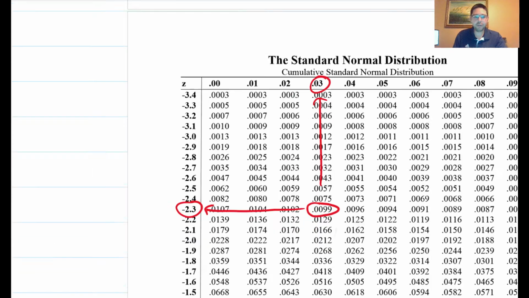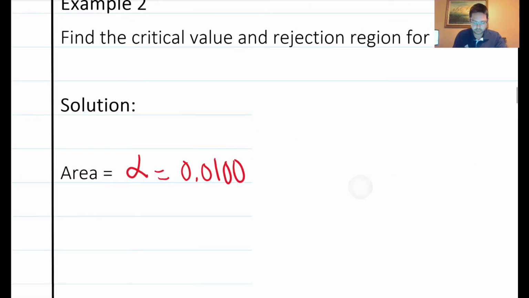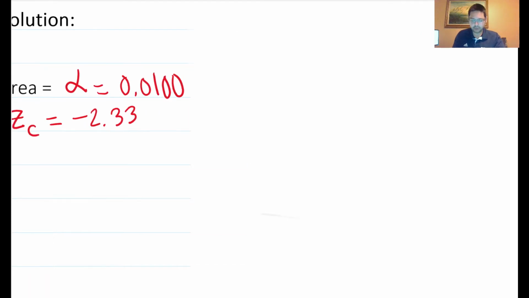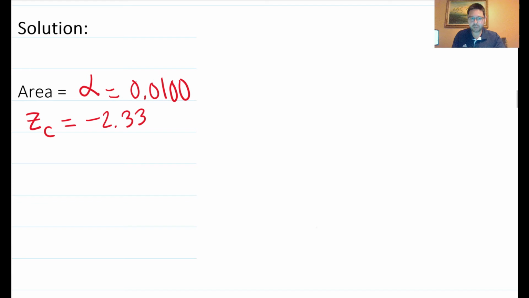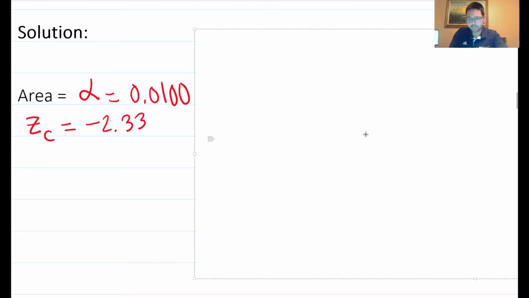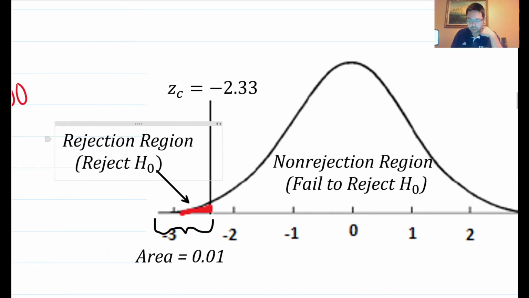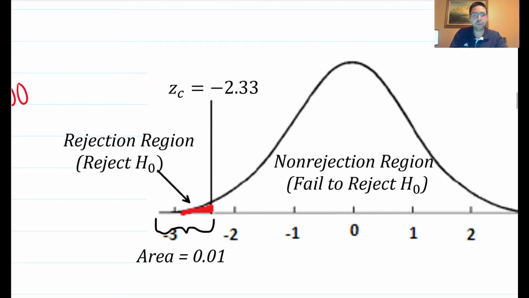So that's my z critical. All right, so now let's go ahead and write that down. My z critical is negative 2.33. Then we're going to draw the diagram. So this is the diagram. Left tail test, we went ahead and labeled our z critical, negative 2.33.